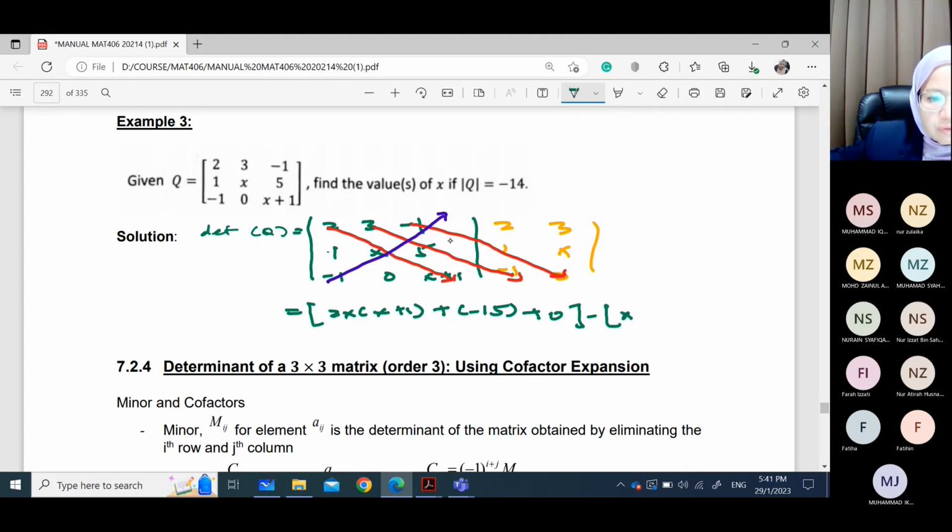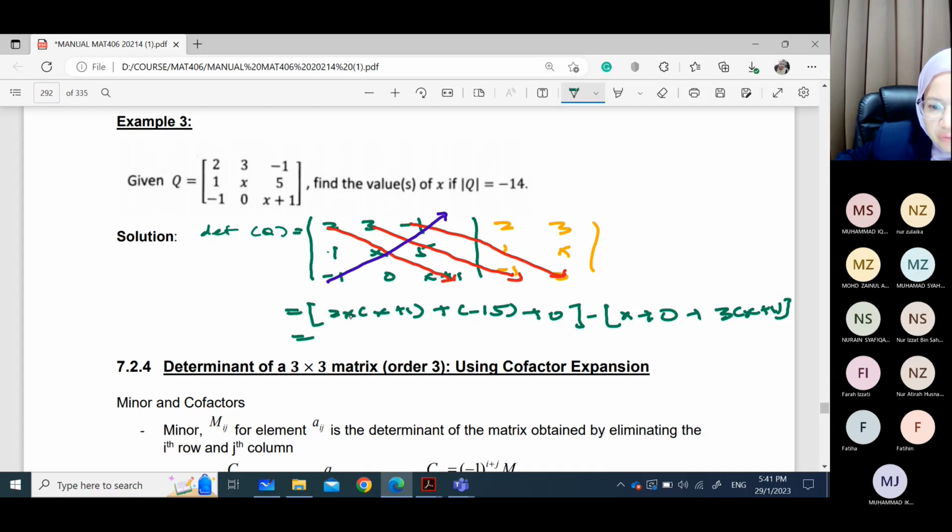Okay, so 0 times 5 times 2, we have 0. So plus 0. So X plus 1 times 1 times 3. So we have plus 3X plus 1. Okay. So jawapan dia sini negative 14. So you can selesaikan lah.